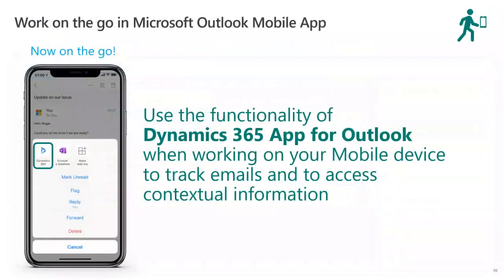And it's also available on mobile. So when you are on your smartphone, be it iOS or Android, when you're on an email in the Outlook mobile app, you can trigger the Dynamics 365 app and then access the same context and capabilities as you have when you are on the desktop or on Outlook web access.